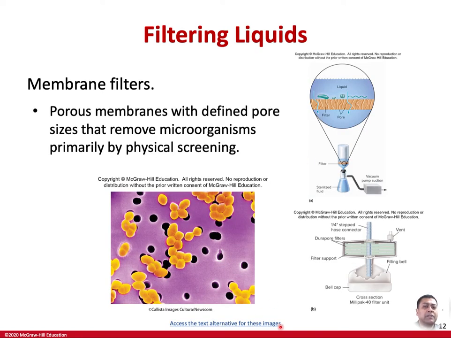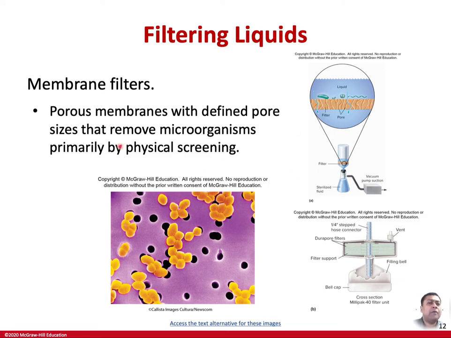Here are some examples of these membrane filters. To reduce the number of microorganisms, what we used earlier was called a depth filter. This depth filter had channels through the material in a very zigzag fashion, and the microbes would adhere onto the material while traveling through those channels. That would reduce the number of microbes.